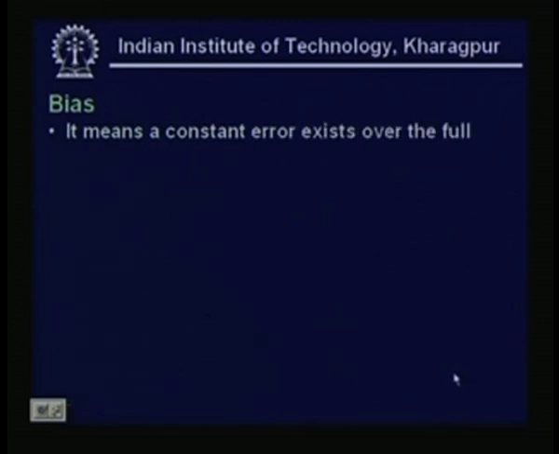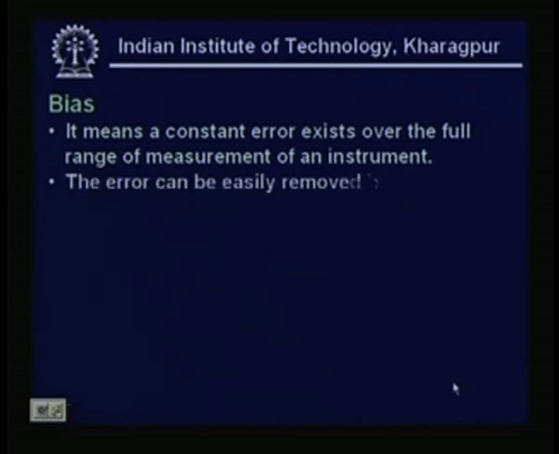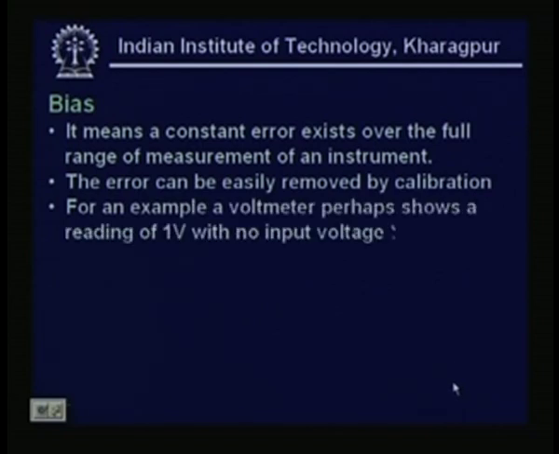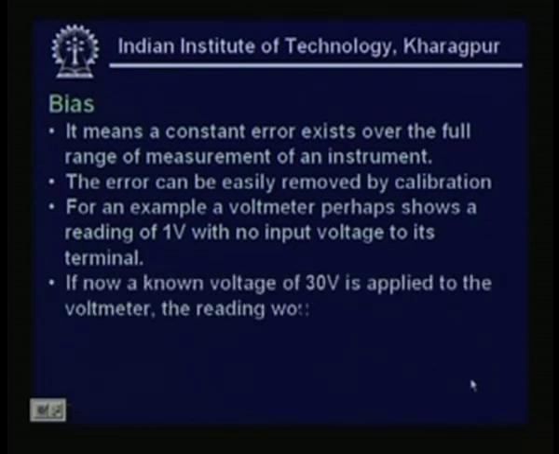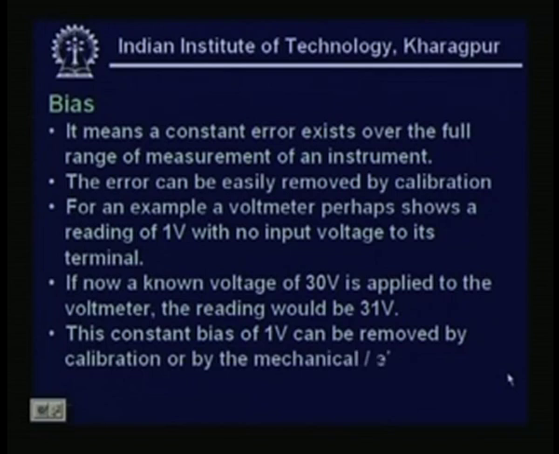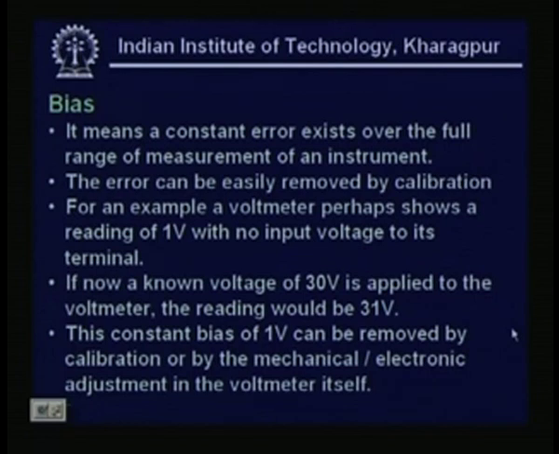Now, bias is another important factor. It means a constant error exists over the full range of measurement of an instrument. The error can be easily removed by calibration. For example, a voltmeter perhaps shows a reading of 1 volt with no input voltage to its terminals. If now a known voltage of 30 volts is applied, the reading will be 31 volts. Obviously, this constant bias of 1 volt can be removed by calibration or by simple mechanical or electrical means, for example by adjusting the needle, or in the case of an auto voltmeter, by charging some capacitors when there is no input voltage, so that the bias voltage will be subtracted or added to the final value when you are measuring some voltage.